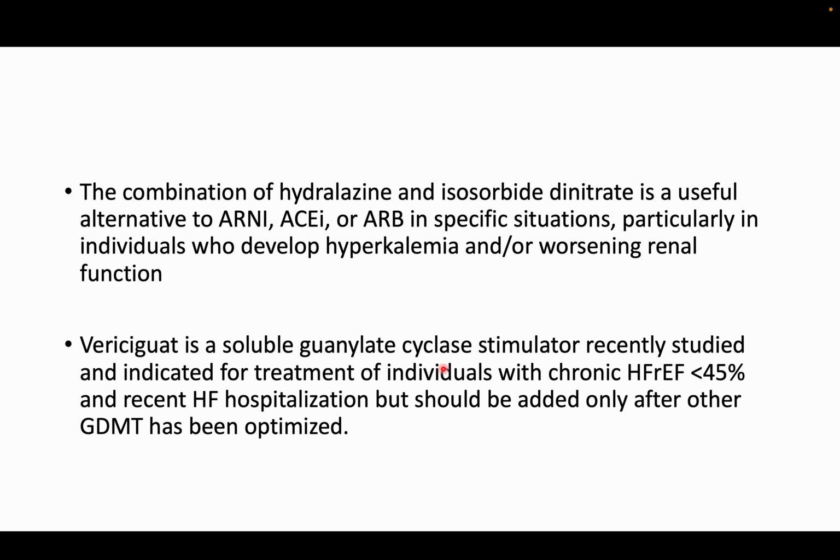Vericiguat is a soluble guanylate cyclase stimulator, which is also studied in the treatment of heart failure with reduced ejection fraction, but should only be used after all the guideline management. So this is the last line drug. But first are ACE inhibitors, ARBs, beta blockers, mineralocorticoid receptor antagonists, and also SGLT2 inhibitors, which are the first line drugs. If ACE inhibitors and ARBs cannot be used because of hyperkalemia or CKD, you can try isosorbide dinitrate with hydralazine. If rate is not controlled after the beta blocker maximum tolerable dose, you can try ivabradine.